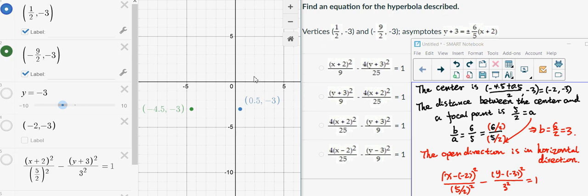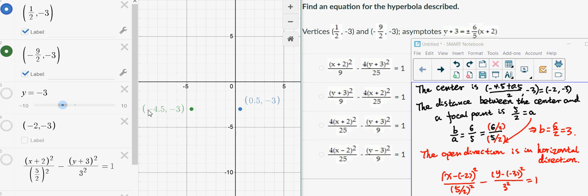Now, with the help of graphing, we may find out the equation easily. First, we're going to locate those 2 points. Vertices (1/2, -3). So you see that's (1/2, -3), one point. Another is (-9/2, -3). So it's the one right here.